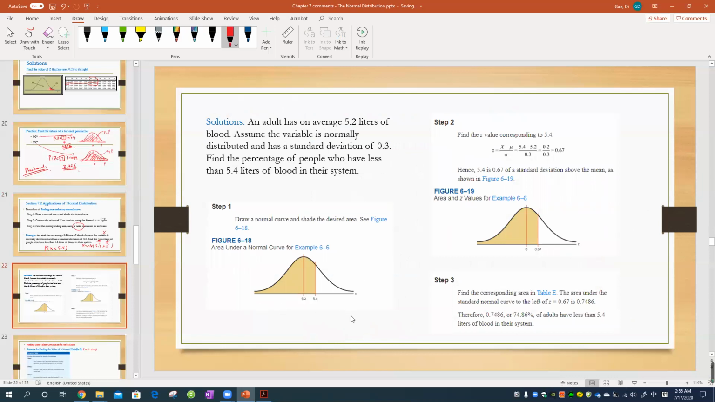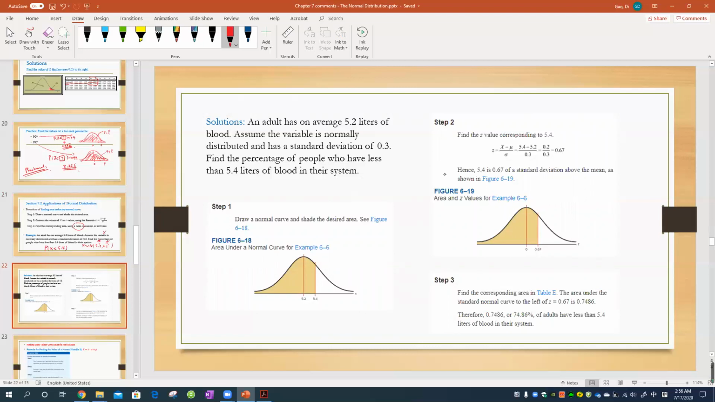We're first going to draw a curve. We have the mean, which is 5.2, and then we have x smaller than 5.4. So this is 5.4, and we're looking at this shaded area. It's going to be slightly larger than 50%, so we may say it's around 60%. That's just from the curve, the plot.